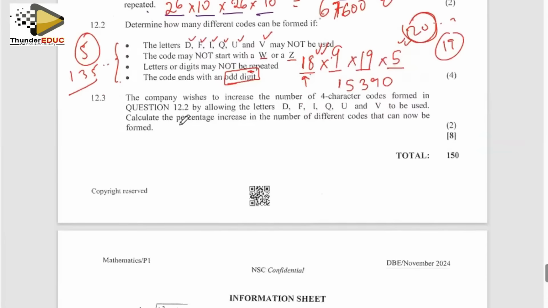Then 12.3, if we modify the conditions and increase the 4-character codes formed in the question by allowing these letters to be used.